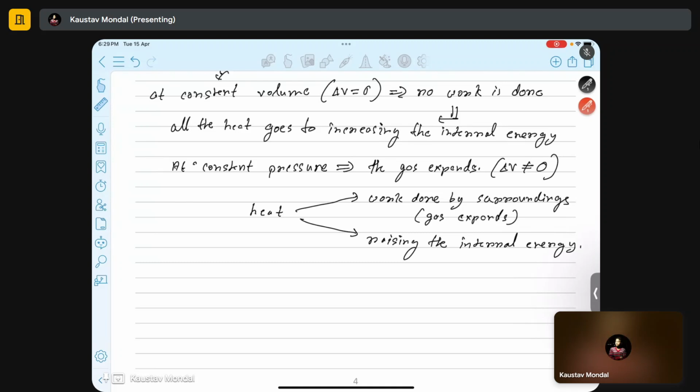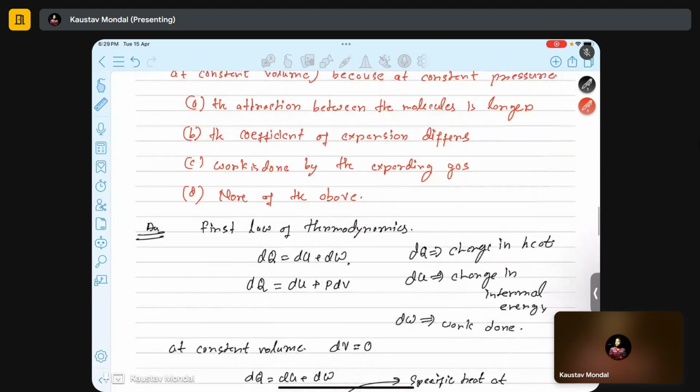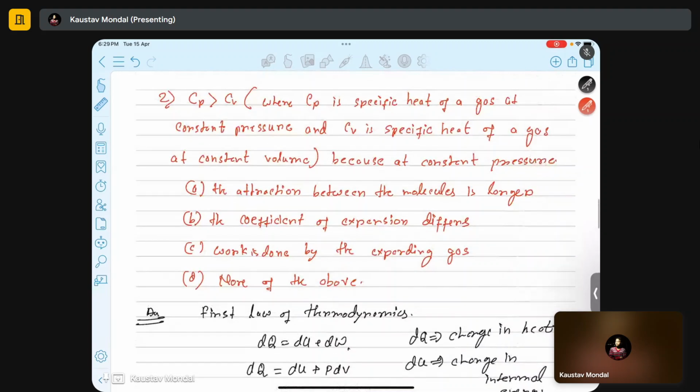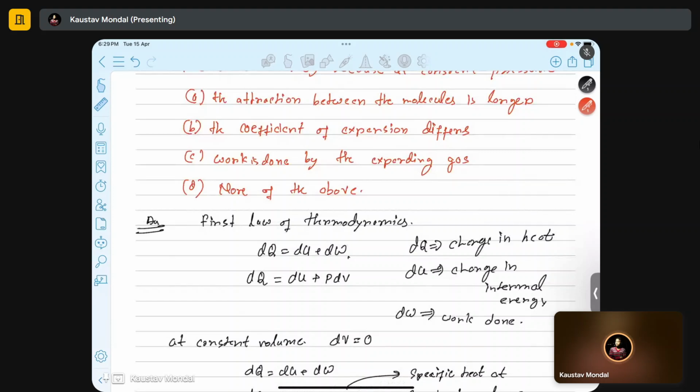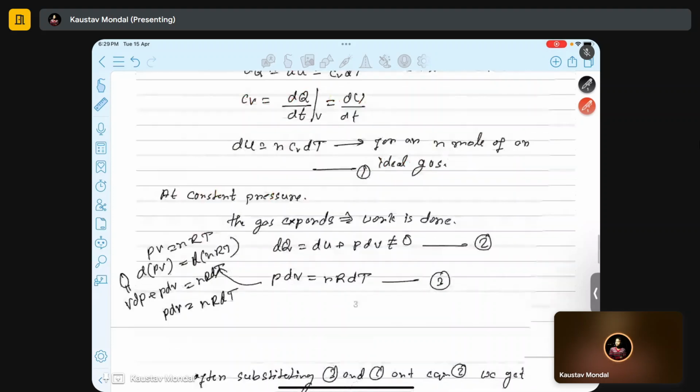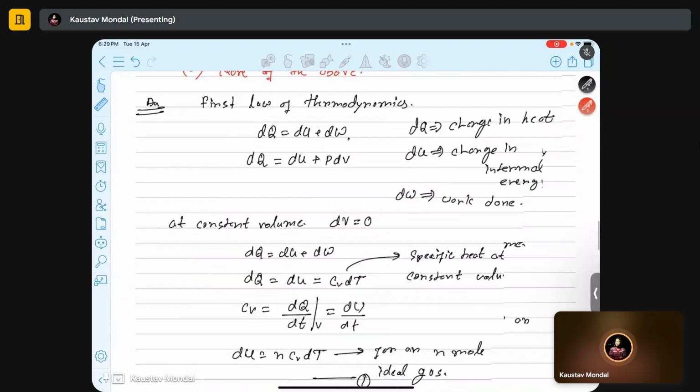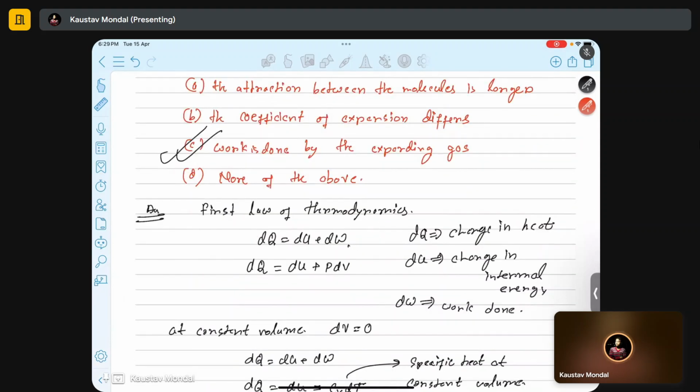So in the question it is mentioned at constant pressure. So at constant pressure, this would be the correct answer, right? Work done by the expanding gas. If it's constant volume, then every part of the heat would simply be used in increasing the internal energy.